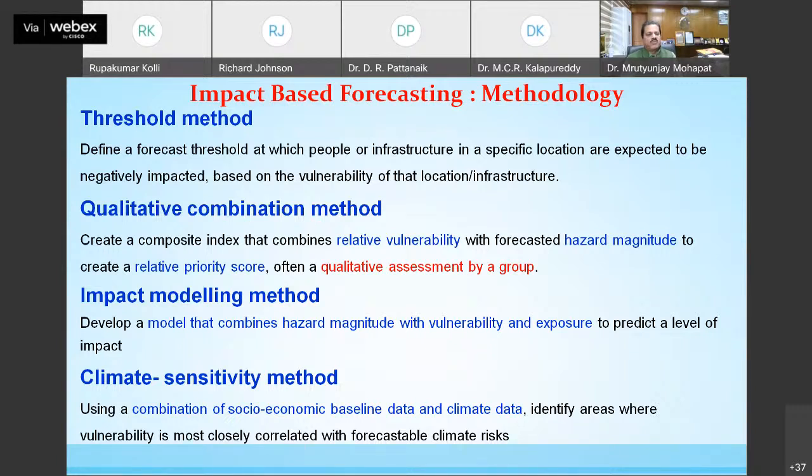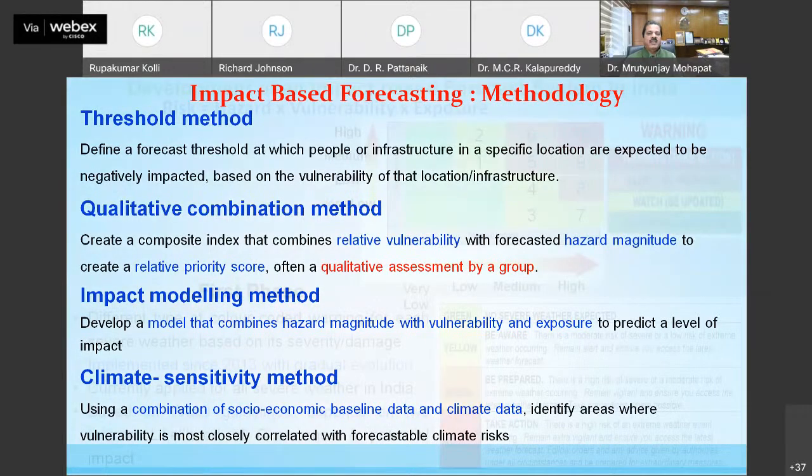Then, third method, we go for the impact modeling method. There, what we do actually, we combine the hazard magnitude with the vulnerability and exposure to predict the level of impact. And finally, we go for the climate sensitive method, using a combination of the socioeconomic baseline data and climate data, and identify the areas where vulnerability is most closely correlated with the forecasted climate risks.